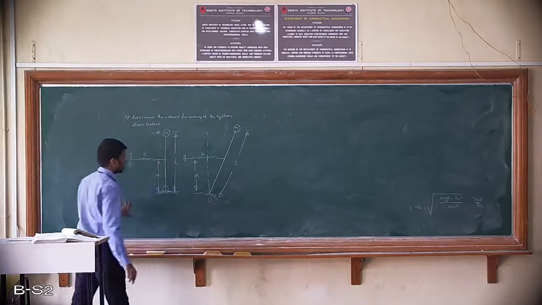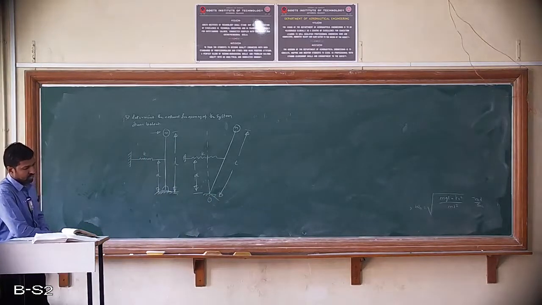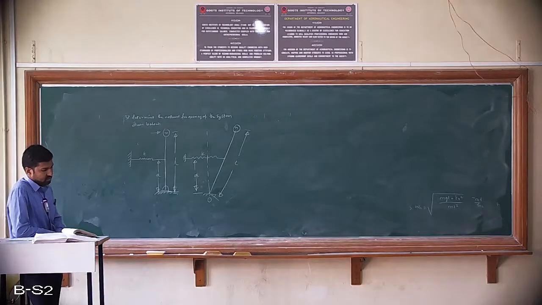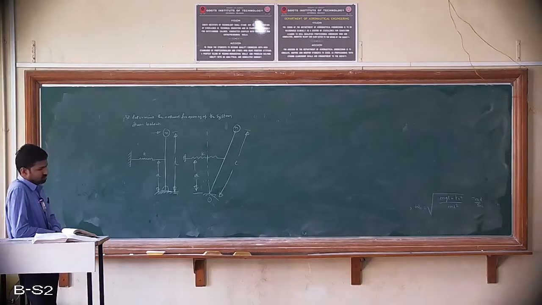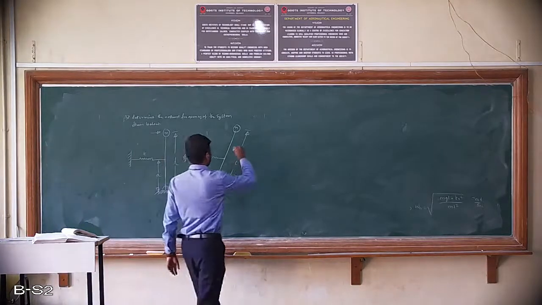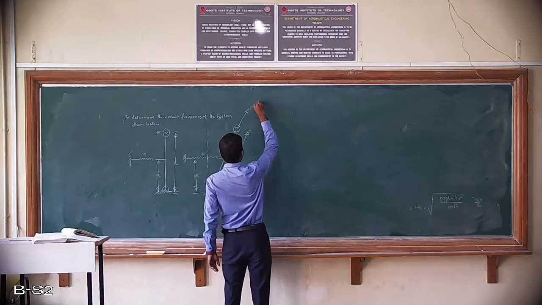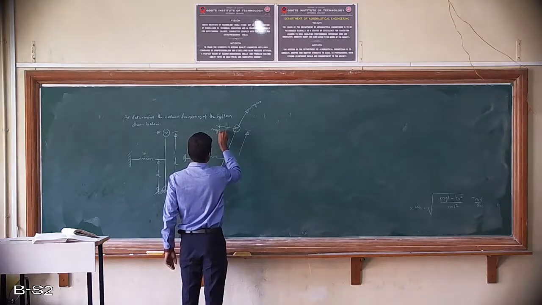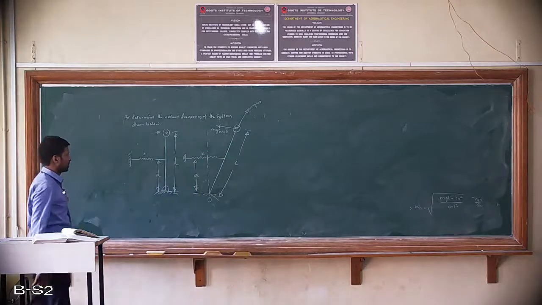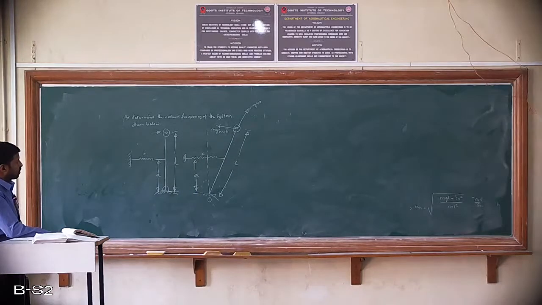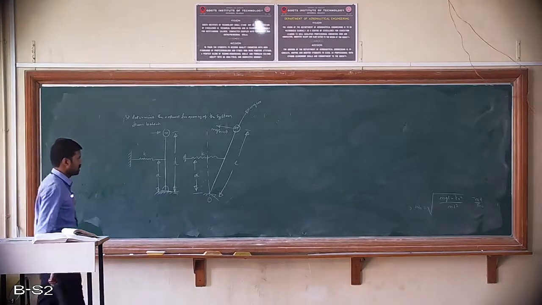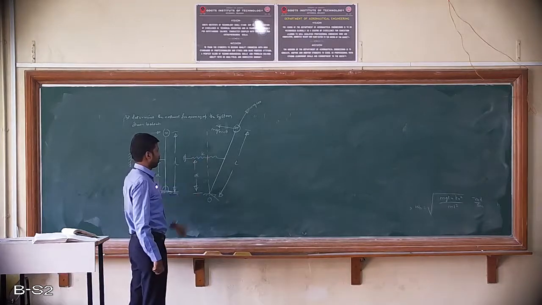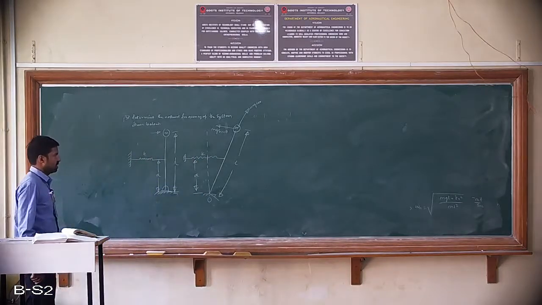So how do we resolve the forces? This is point O, so how is it going to act? Once again, you need to resolve the forces. One is Ka sin theta, one is Ka cos theta, one is mg cos theta, and another one is mg sin theta. I resolve mg into two components: mg cos theta, and perpendicular to it, mg sin theta. For the spring also, one component is Ka sin theta and the other is Ka cos theta.